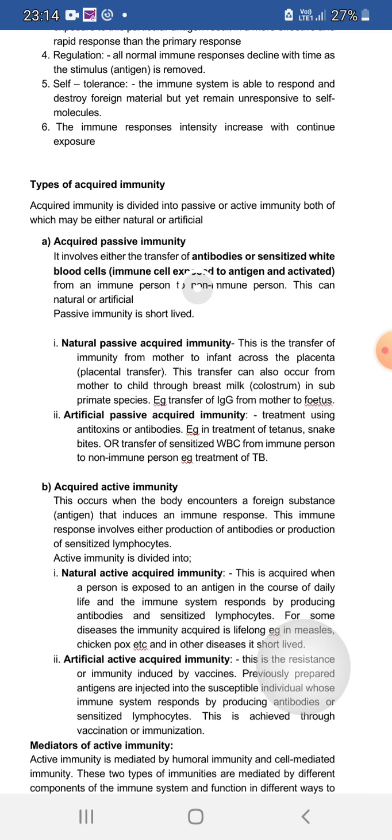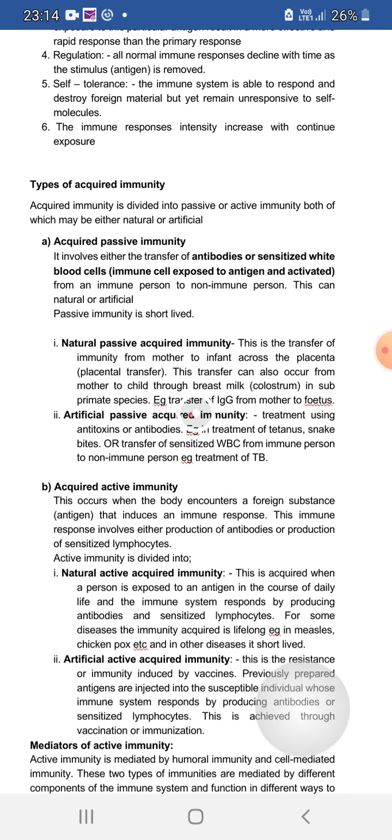So we have two types of acquired passive immunity. We have natural; natural means it occurs naturally. The examples are about the mother and the fetus. The mother can pass immunity or antibodies through the placenta to the fetus. It can also transfer antibodies through the milk to the born baby while the baby is sucking. So those are the two ways in which you have natural passive acquired immunity.